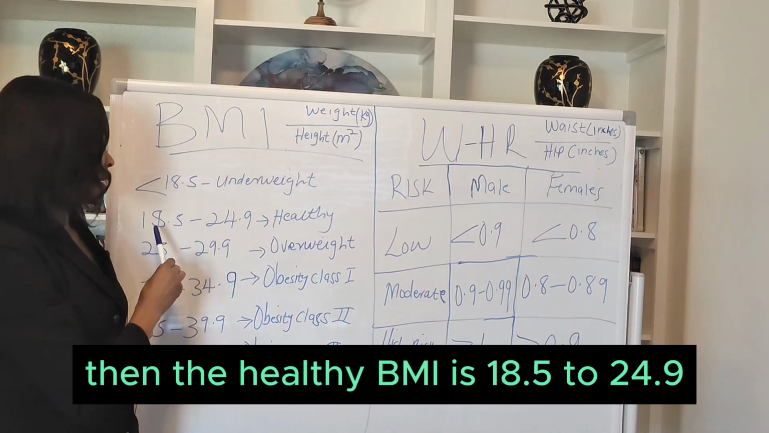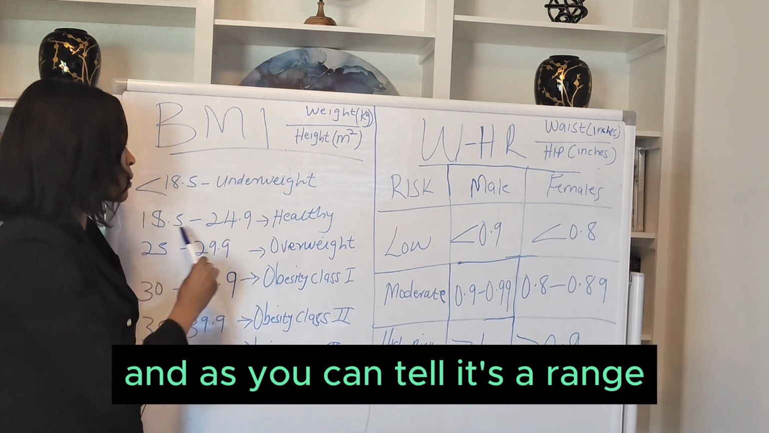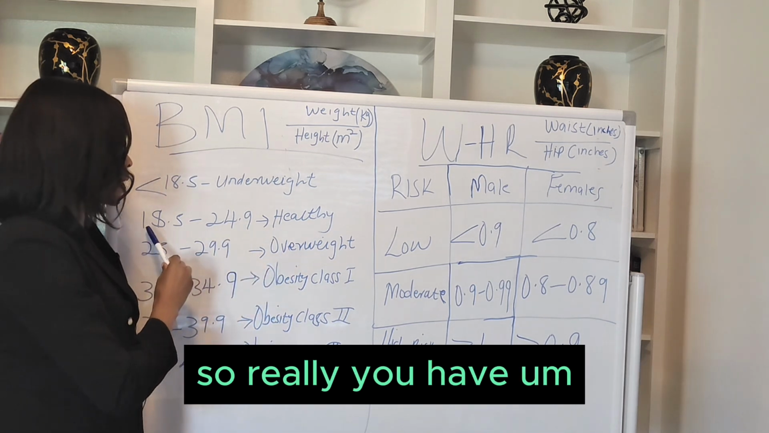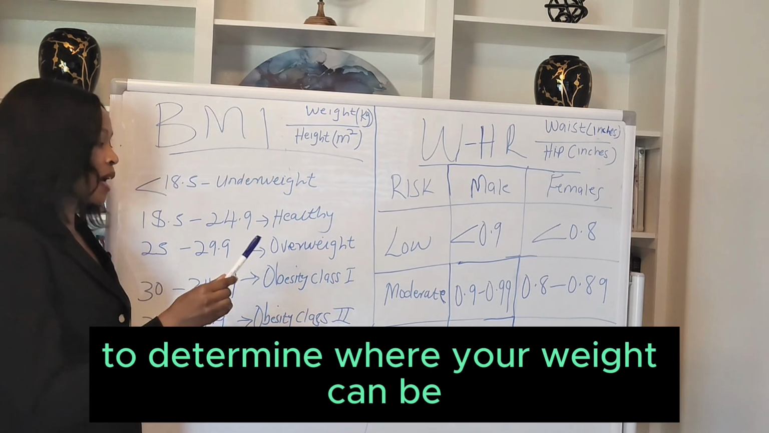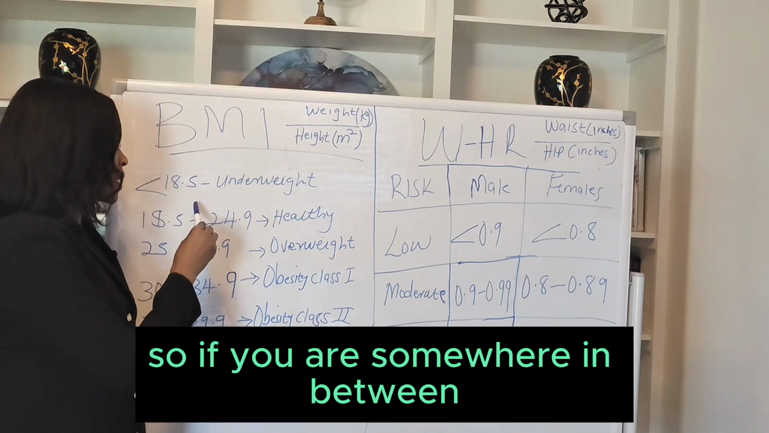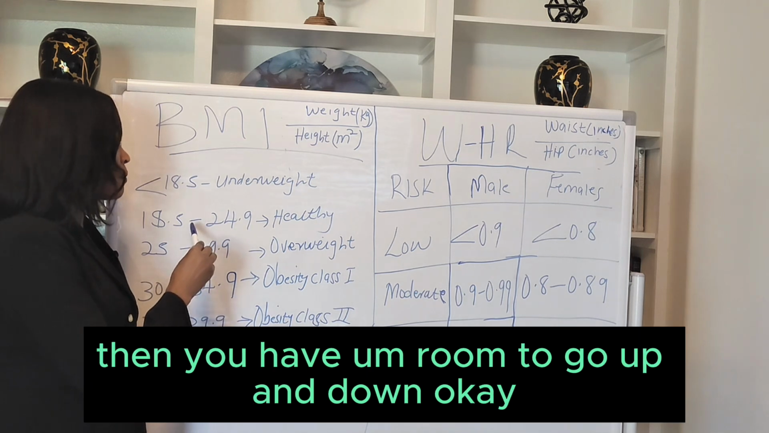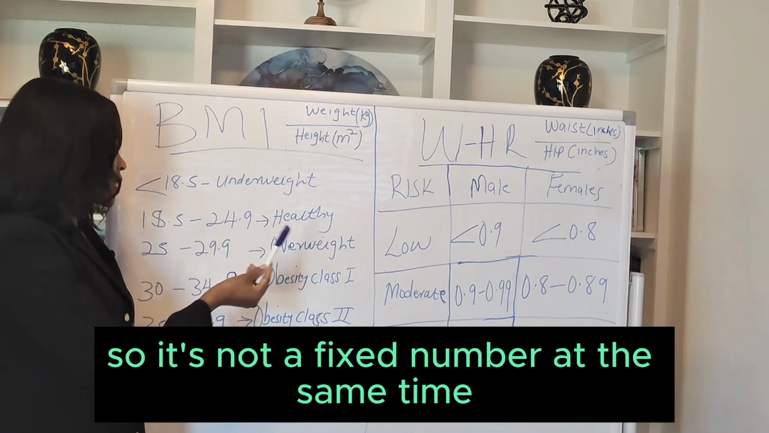Then the healthy BMI is 18.5 to 24.9, and as you can tell, it's a range. So really you have a wide range to work with to determine where your weight can be. What I recommend is to be somewhere in between. If you are somewhere in between, then you have room to go up and down. So it's not a fixed number.